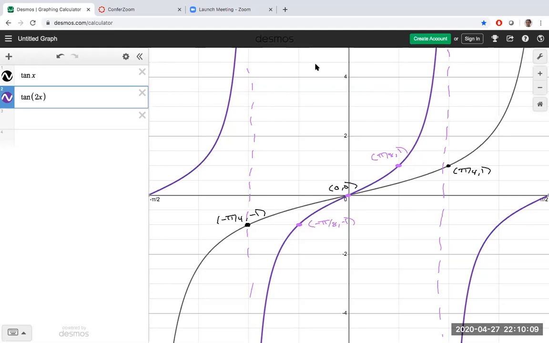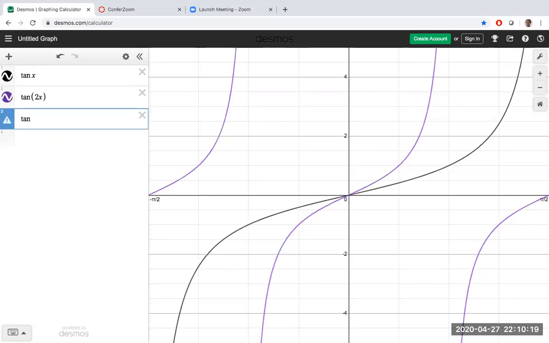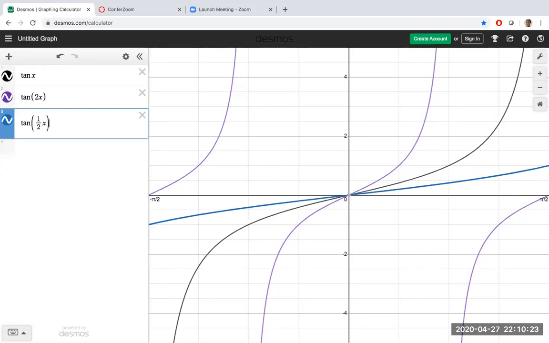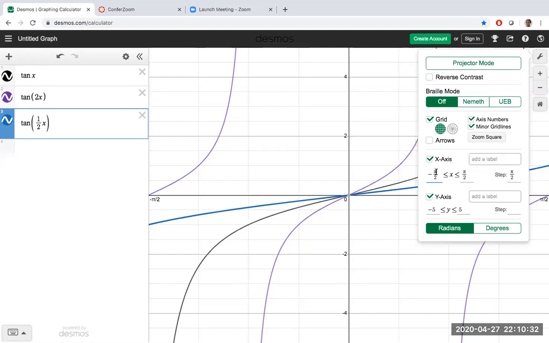Now, let me clear these values out. And then let's just see how it would change if it's tangent 1/2 x. You can probably tell it's stretching out quite a bit, right? So let's double this. I'm going to go from negative pi to pi.